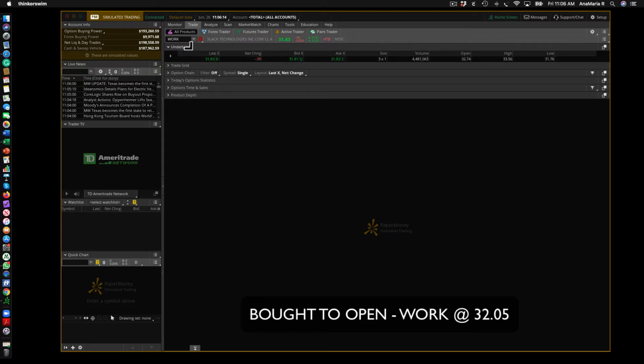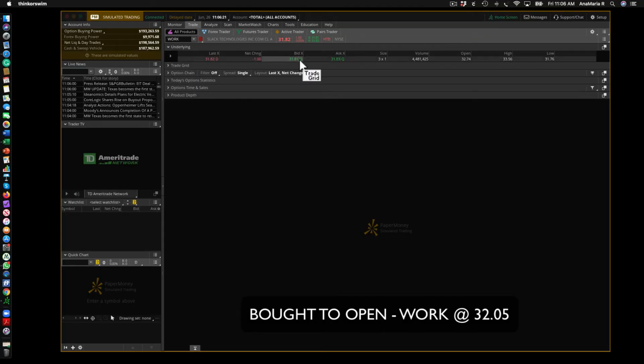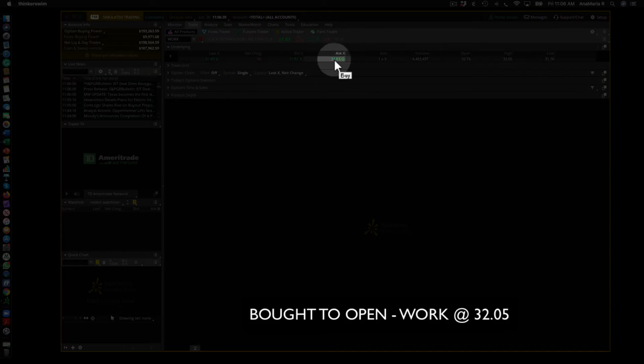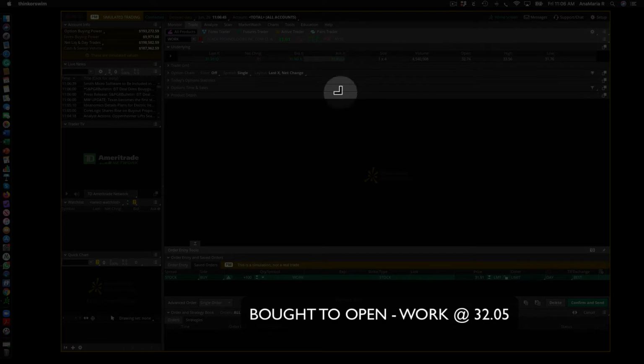And this underlying, this is where I buy and sell stocks. It tells me the bid price is 31.81. That's the price at which I would sell. But since I'm buying, I'm going to the asking price, which is 31.87 right now. So I right click here on the ask, and it opens this menu, and I just tell them I'm going to buy stocks.